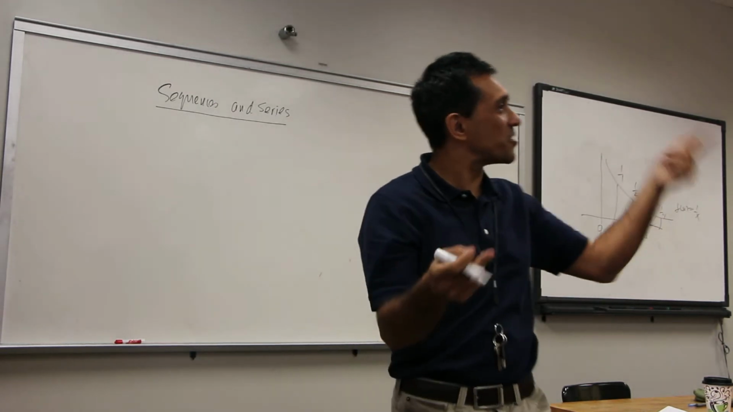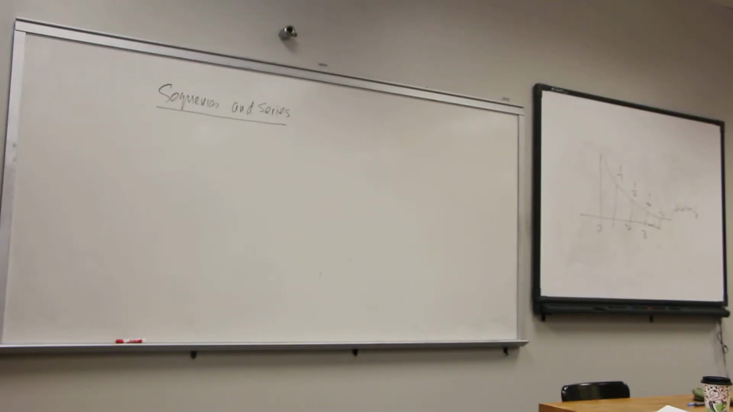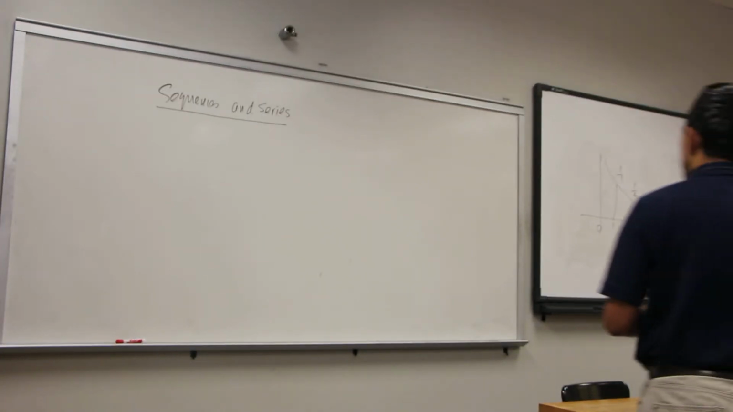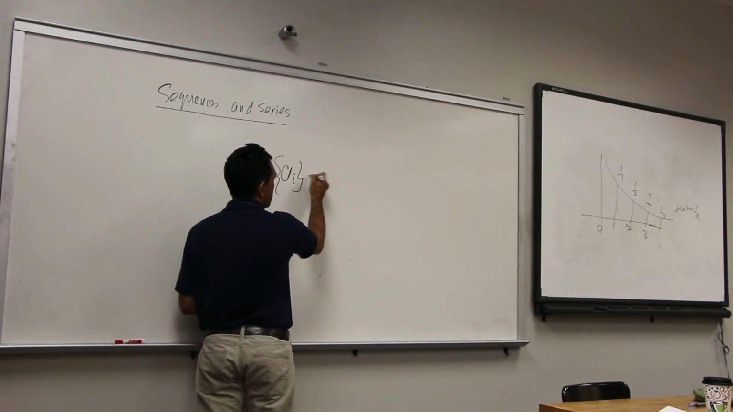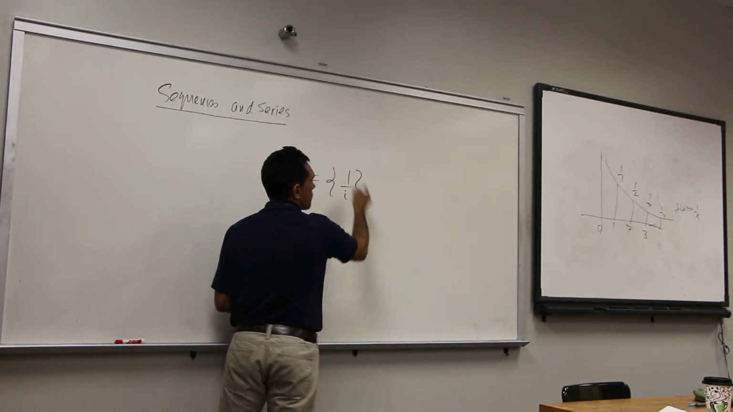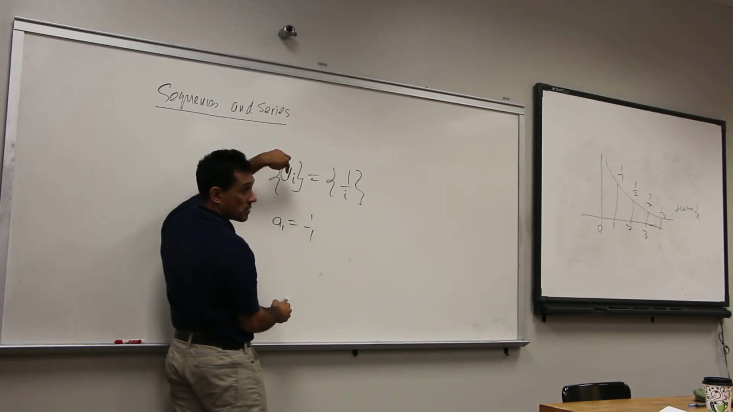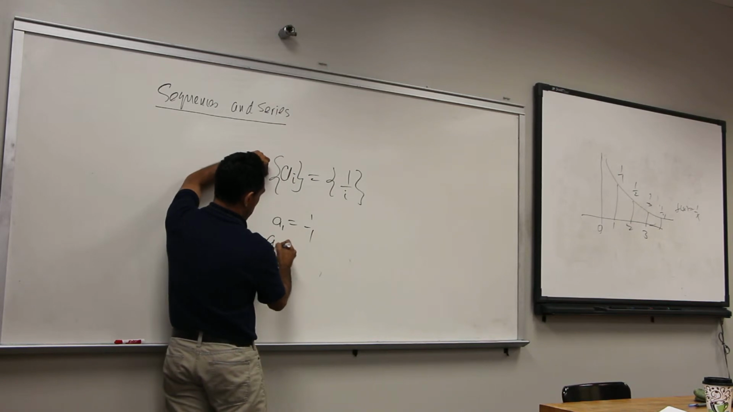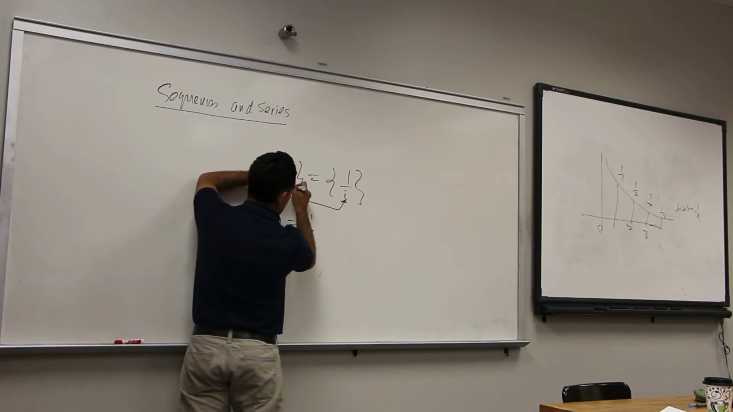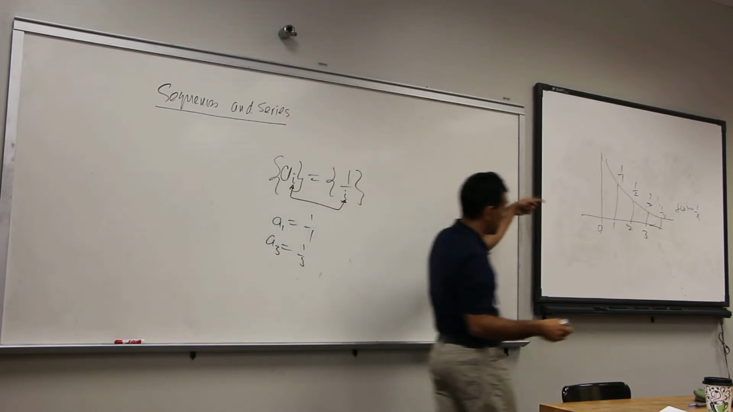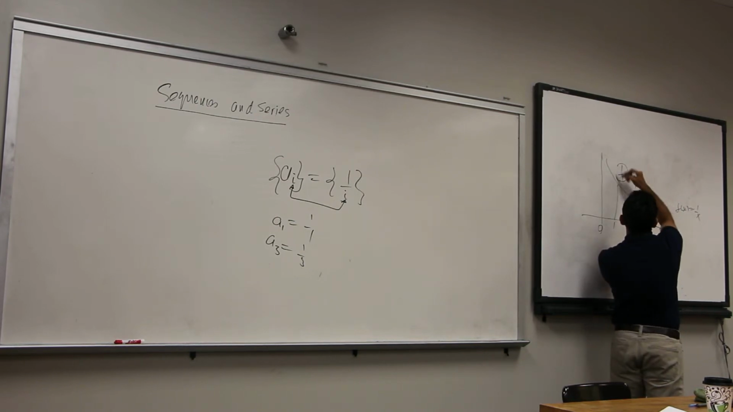You take any other function and you evaluate it at the integers, you're going to pick up a sequence. So here, my a_i would be 1 over i. That is to say, if you want to know the first one, it would be 1 over 1. And if you want to know the third one, it will be 1 over 3. That is to say, take 1 over x and evaluate that. Here's my sequence.